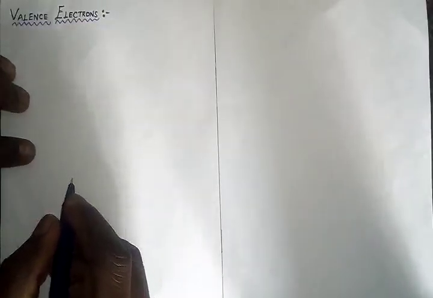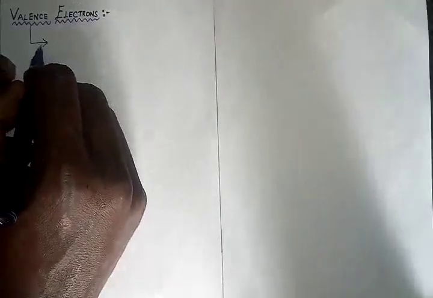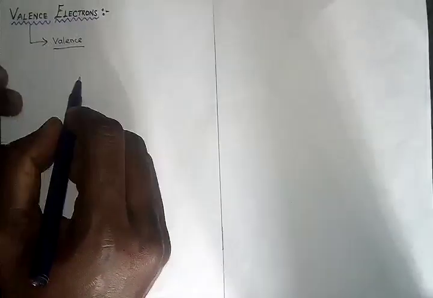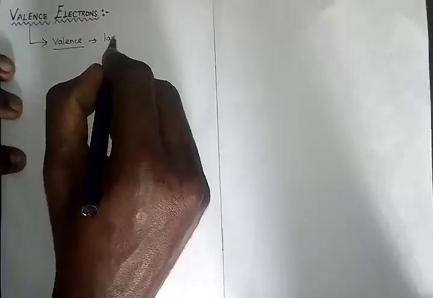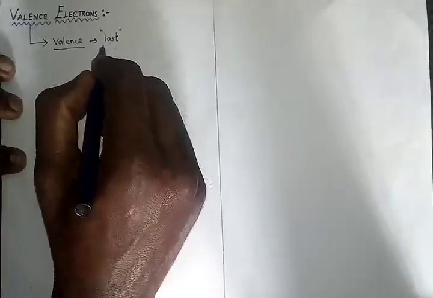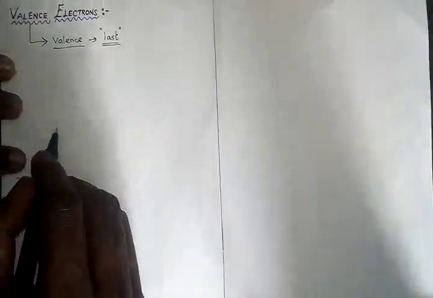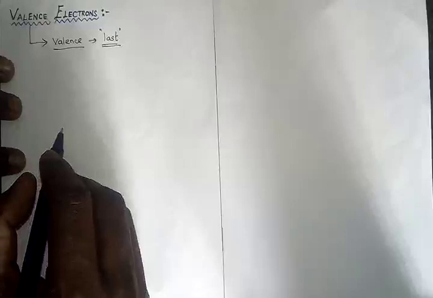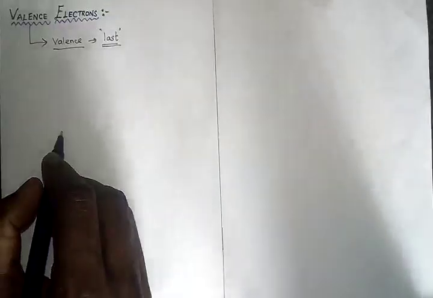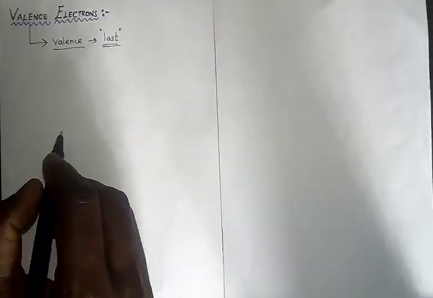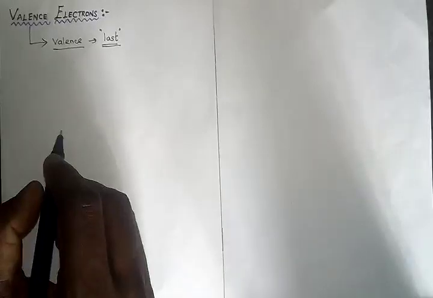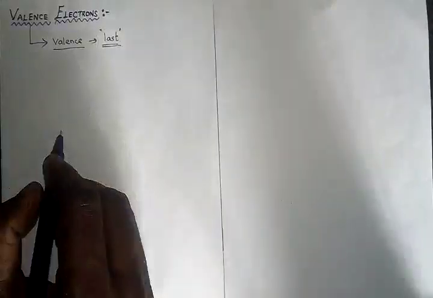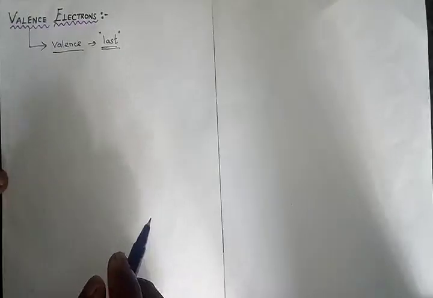Now, the first one is valence electron. So we will see what is the meaning of this valence. Valence indicates last. So that is what you have to understand. Valence means last. Got it? Now we will see the idea behind this.